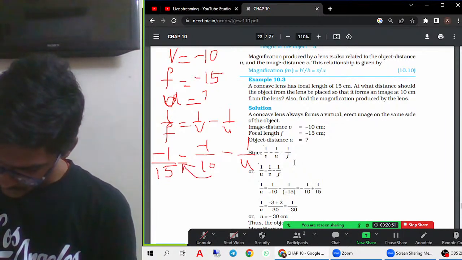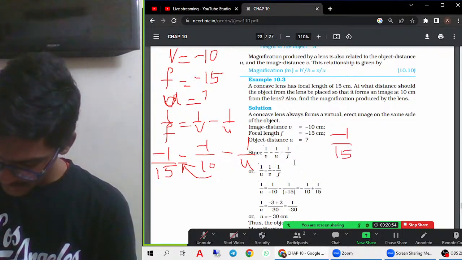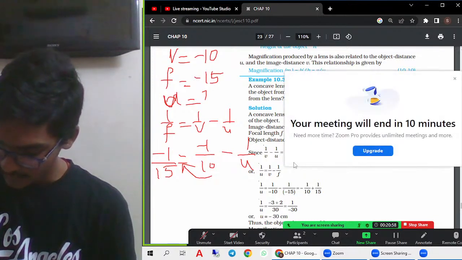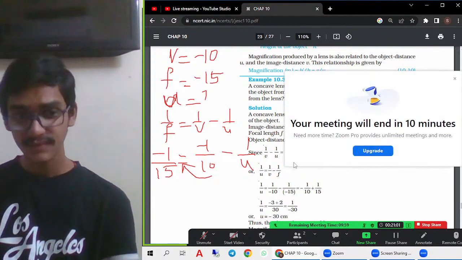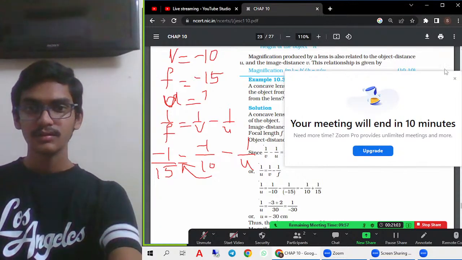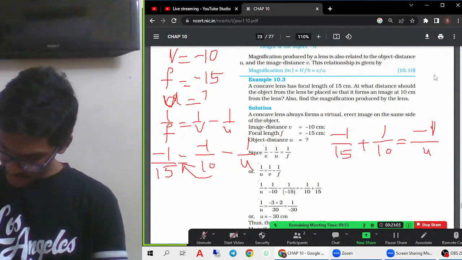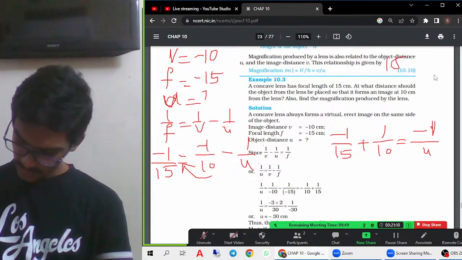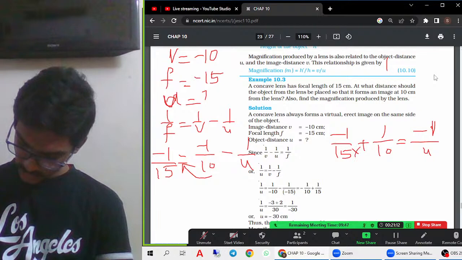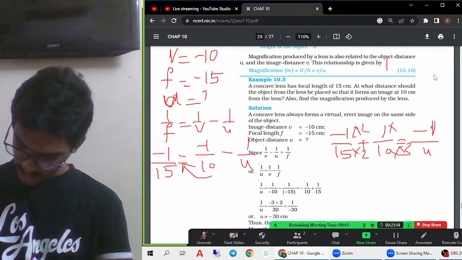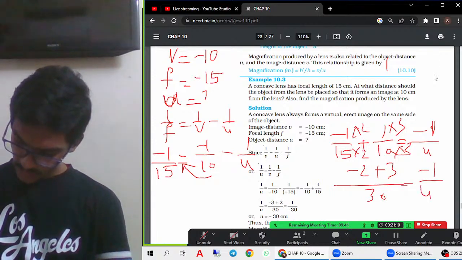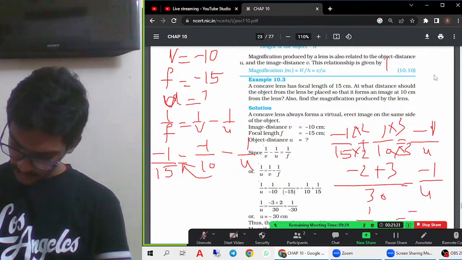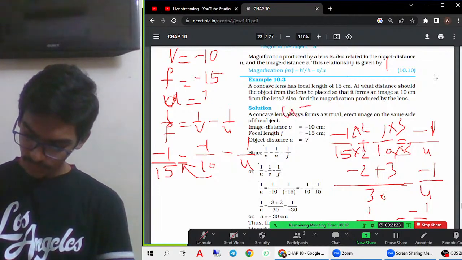To take all the values towards the left side, we get minus 1 by 15, and the minus becomes plus, so plus 1 by 10. But the minus 1 by u will remain the same. Let me solve quickly. The LCM is going to be 30, so multiply by 2 and by 3. So minus 2 plus 3 by 30 equals minus 1 by u. So 1 by 30 equals minus 1 by u. So u is equal to minus 30.